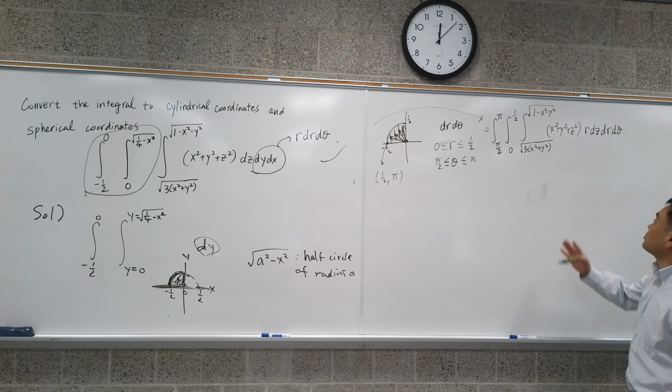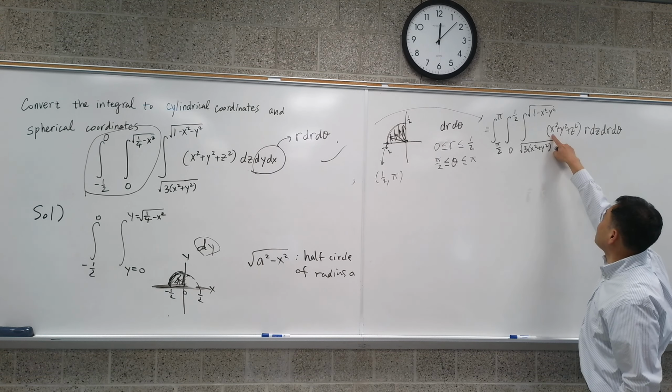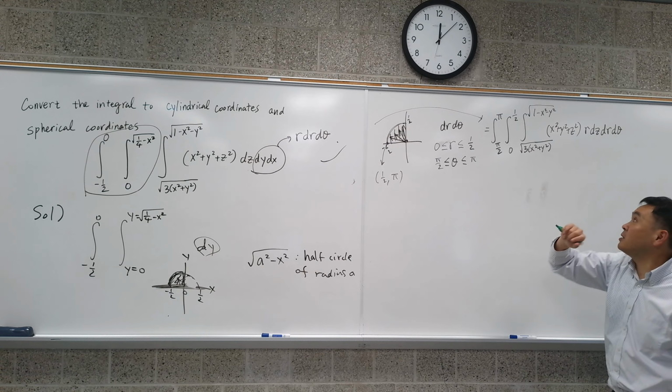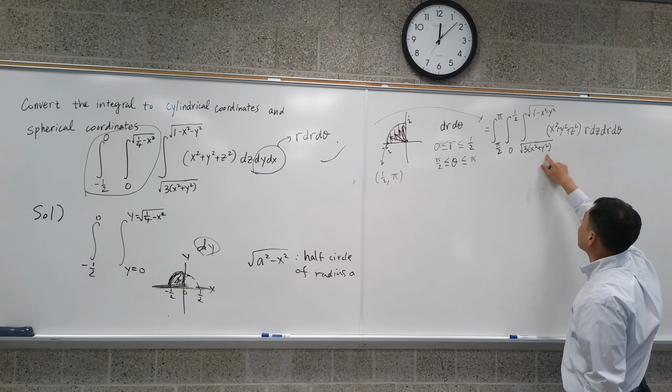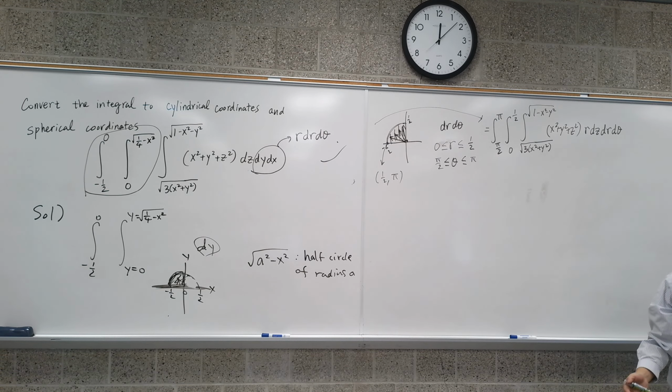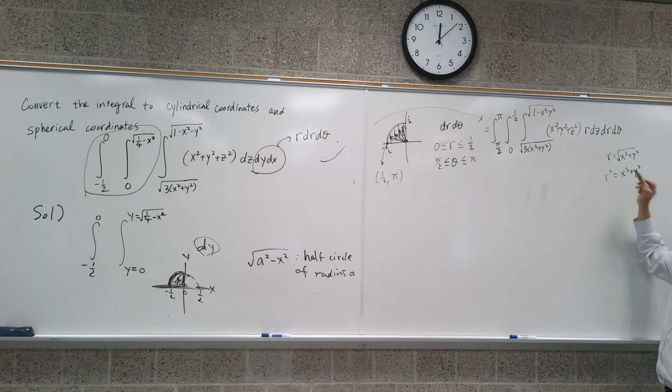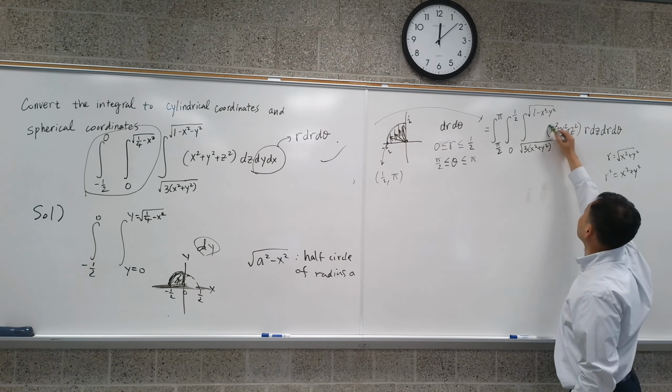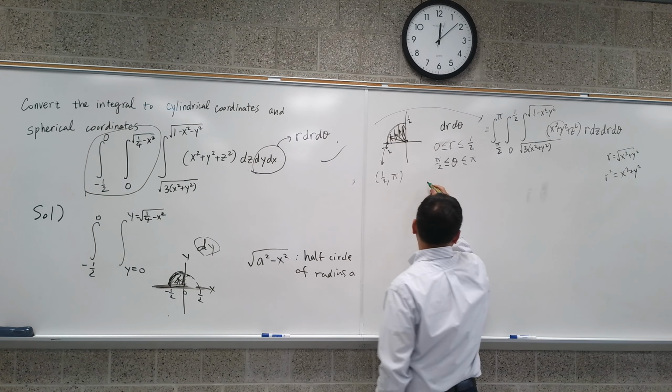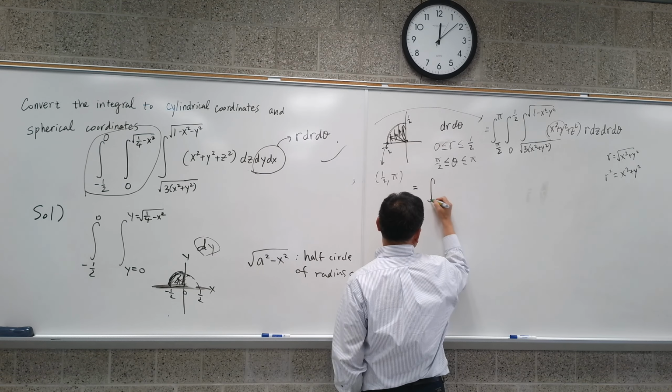Okay, so we've made great progress. However, I still see x and y. These need to change. Now, in many cases, you're going to see x squared plus y squared appearing several times when you go from Cartesian to cylindrical because, see, r is equal to the square root of x squared plus y squared. So that gives you a quick and easy way to convert x squared plus y squared. What's that equal to? r squared, right?